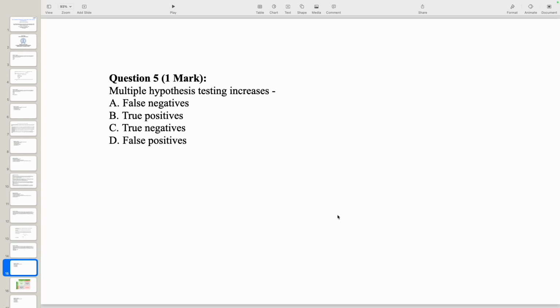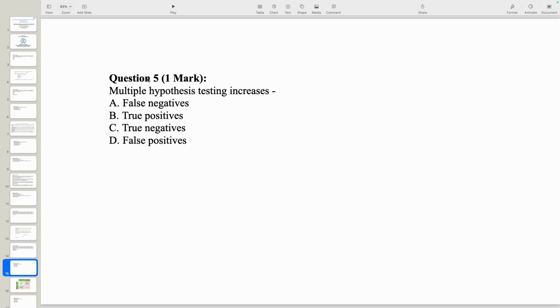Multiple hypothesis testing increases... So please go through this question and try to answer it. We have one answer B. We have another answer B.